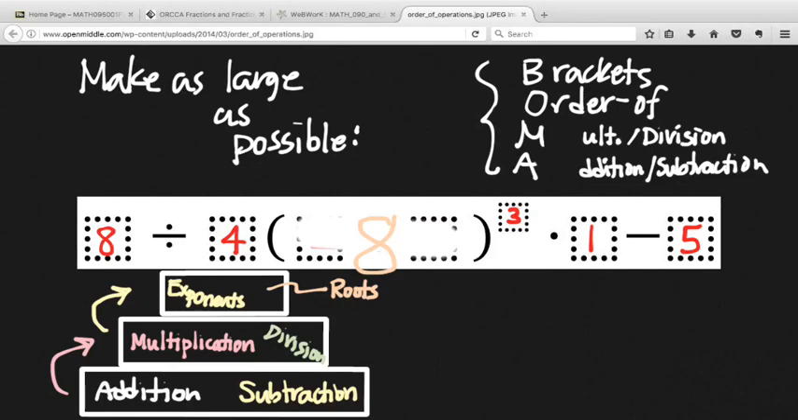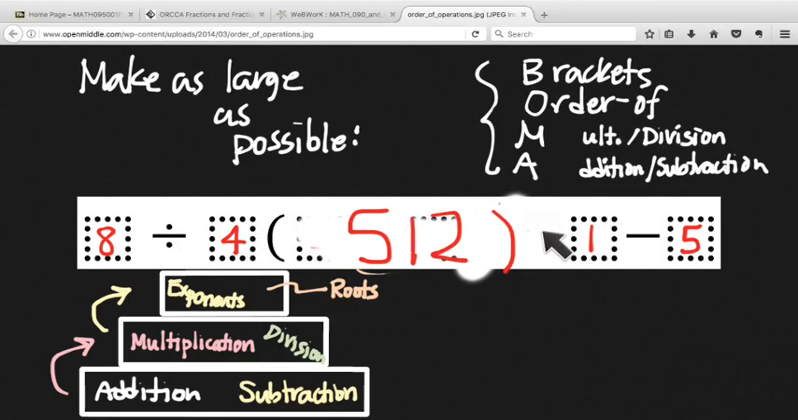Now that the parentheses have done their work, what happens next? Exponents. And so we would evaluate 8 to the power 3, which we decided a minute ago was 512. And now I've got division still. I've got a multiplication sign here. What's in between this 4 and this 512? There's a secret multiplication sign.